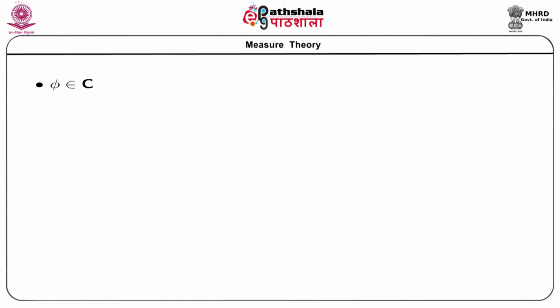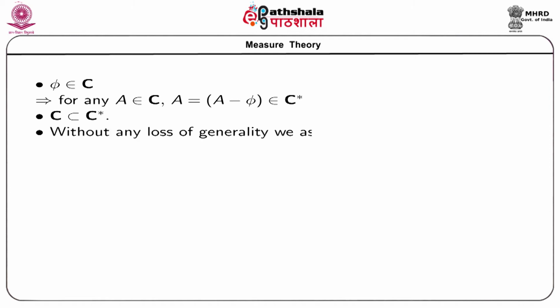Now, let phi belong to C. Observe that for any set A belonging to C, we can write A as A minus phi. So, it belongs to C star, and so phi belongs to C implies that C is a subset of C star. Without any loss of generality, let us assume that the class of sets E contains the empty set phi.